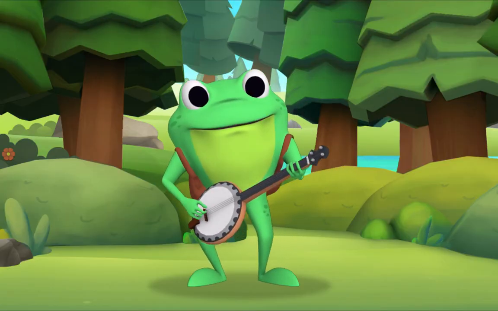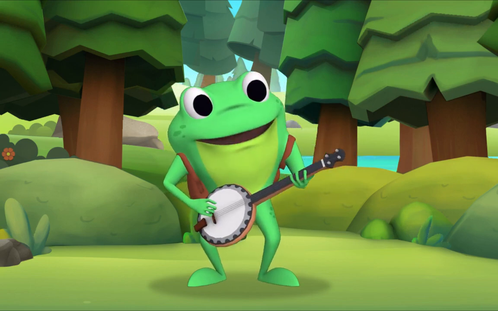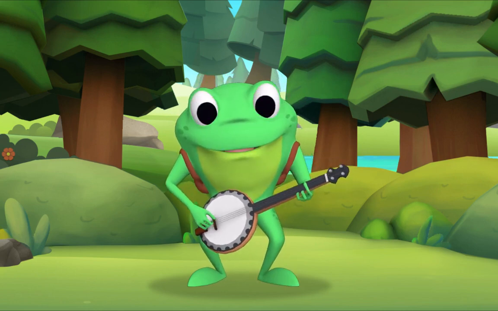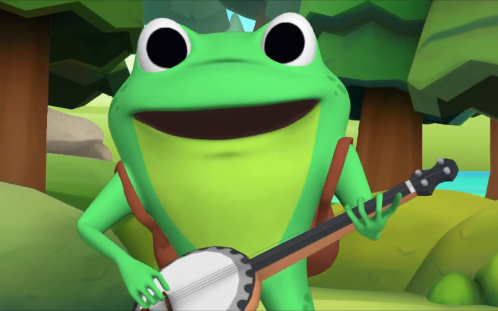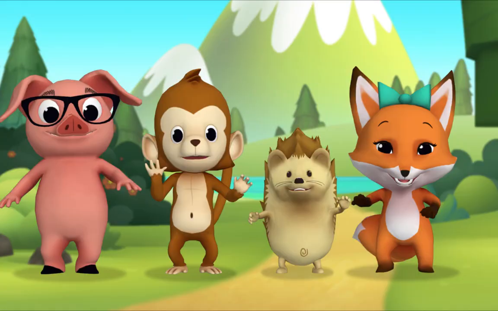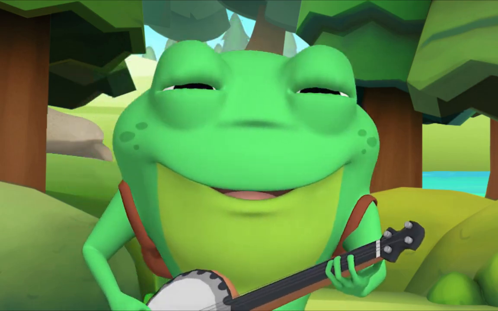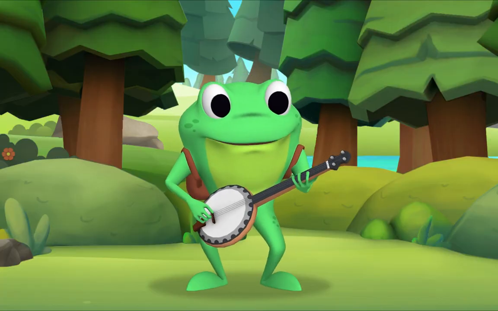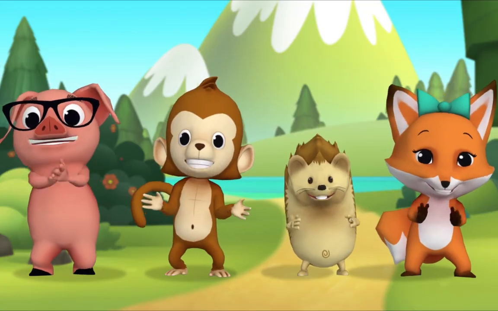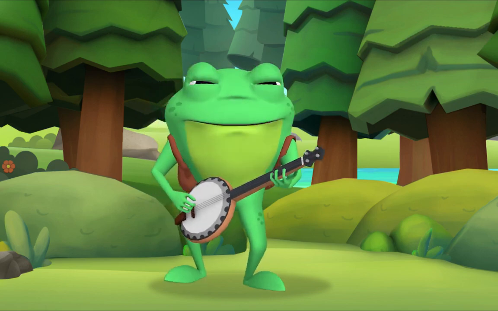This old man, he played one. He played knick-knack on my thumb with a knick-knack paddywhack. Give the dog a bone. This old man came rolling home. Oh dear, what number comes after one? Two! You're right. Let's all sing. This old man, he played two. He played knick-knack on my shoe with a knick-knack paddywhack. Give the dog a bone. This old man came rolling home.